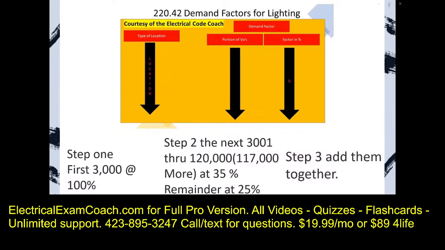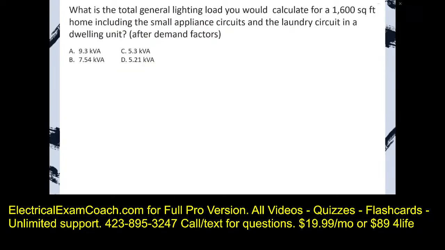We take the original 3,000 that we set to the side. Then we're going to take that new reduced load, add those two together, and that's going to give us our total load. What is the total general lighting load you would calculate for a 1,600 square foot home, including the small appliance circuits and the laundry circuit in a dwelling unit after demand factors? I want to note that on your examination, they will not mention the small appliance and the laundry circuits. You just have to know that anytime you're doing the total general load or you're doing a whole house load calc, you have to tack on that 4,500 VAs.